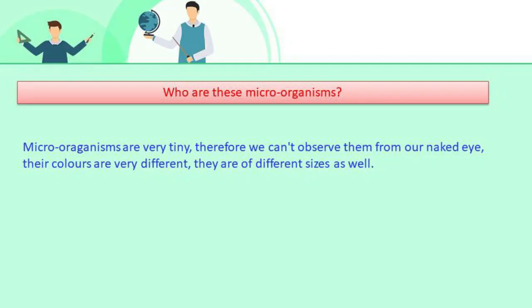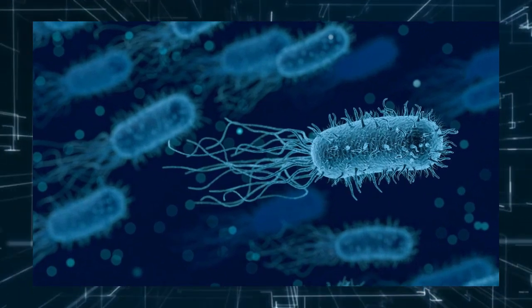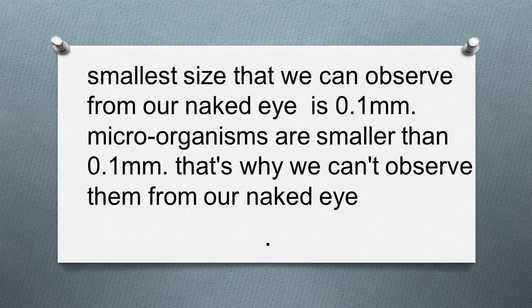Microorganisms are very tiny, therefore we can't observe them with our naked eye. Their colors are very different. They are of different sizes as well. The smallest size that we can observe with our naked eye is 1 millimeter. Microorganisms are smaller than 1 millimeter. That's why we can't observe them with our naked eye. Now let's go to the next subtopic.